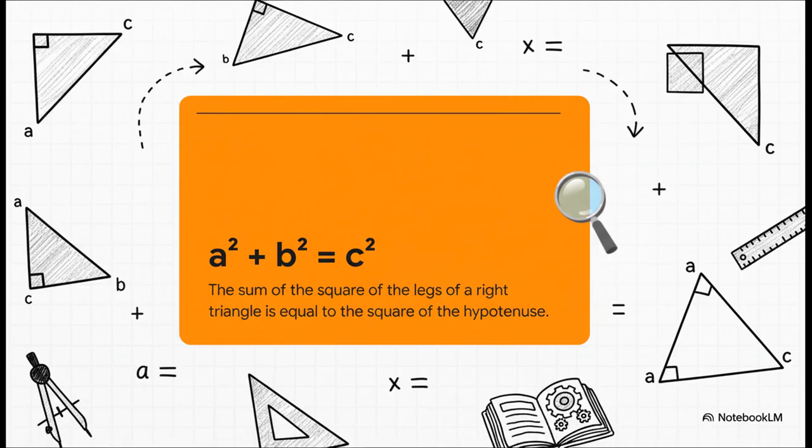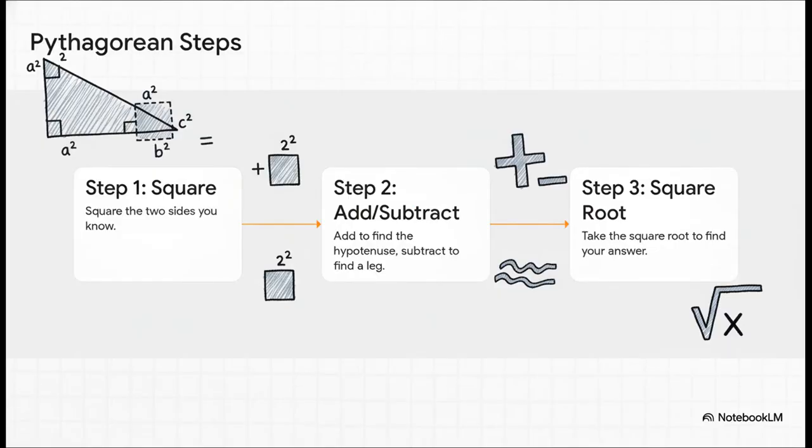So in a right triangle, you've got the 2 sides that make that perfect L shape. Those are your legs, A and B. And that longest side across from the right angle, that's the hypotenuse, or C. So the formula just says, if you square the 2 legs and add them up, you'll get the square of the hypotenuse. And using it is just 3 easy steps.